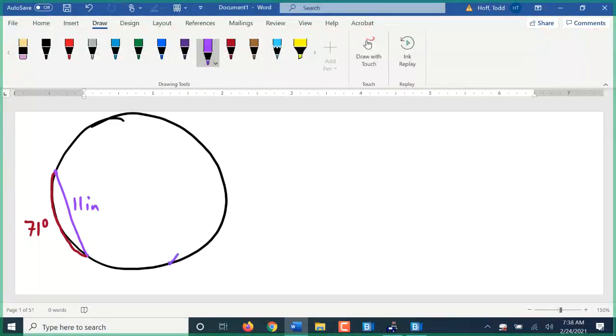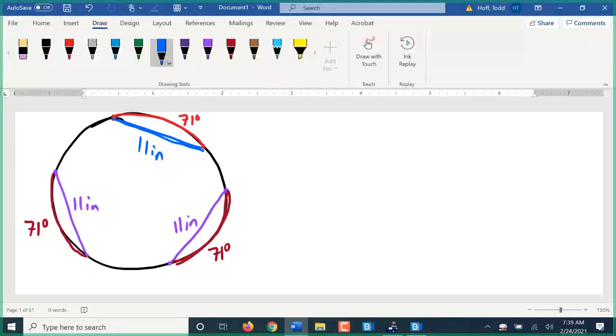If anywhere else on that circle I have another chord that's 11 inches long, that arc must also be 71 degrees. Or, if I happen to be told that I have an arc of 71 degrees, it must cut a chord that is 11 inches long. Now, it seems kind of like common sense, but there's actually a lot of math that goes into the proof of that we're not going to get into.